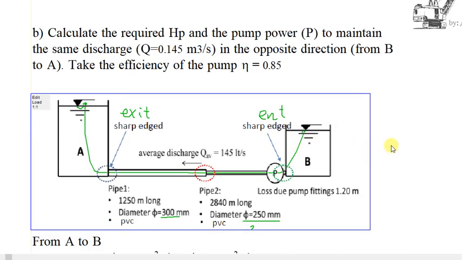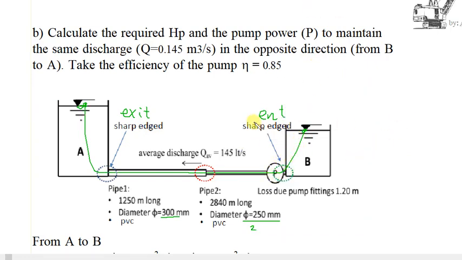So one thing will change: from B, this one will be the entrance and the left one will be the exit. Secondly, for minor losses, this one here will be a sudden enlargement, not contraction. It will be the opposite, enlargement, okay? So all this should be taken into consideration. They also gave us the loss due to pump fittings as 1.2 meters. Because it is in meters, it is already a loss, so don't multiply it by the velocity head, v squared over 2g.